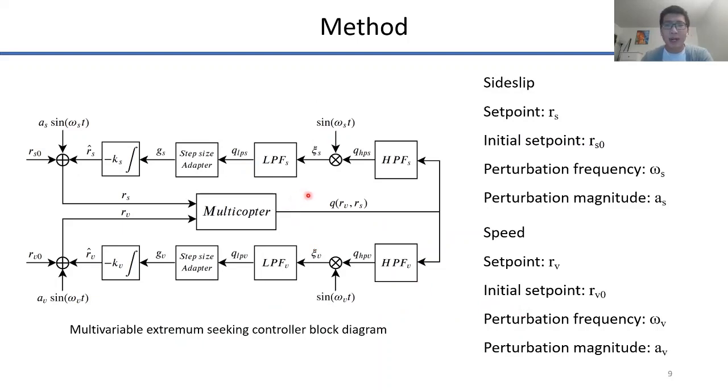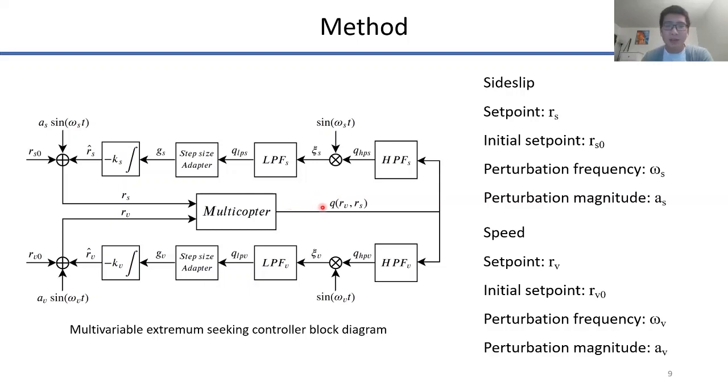Here's a block diagram of the proposed extremum seeking controller. The difference between the proposed method and the standard extremum seeking controller is the step size adapter. The other part of the block diagram is exactly the same. The idea for the step size adapter comes from the adaptive moment estimation algorithm, Adam, which is commonly used in the stochastic optimization of cost functions in machine learning, such as training neural networks.